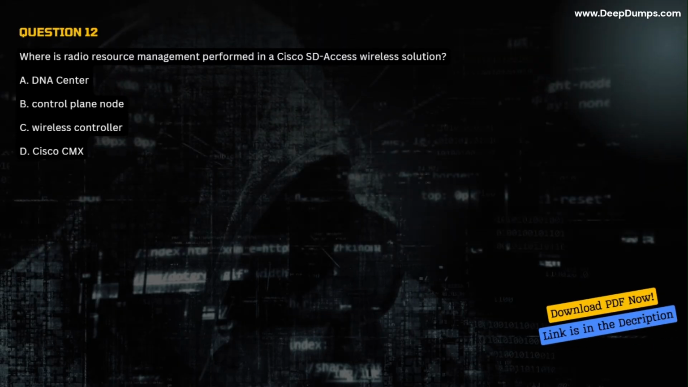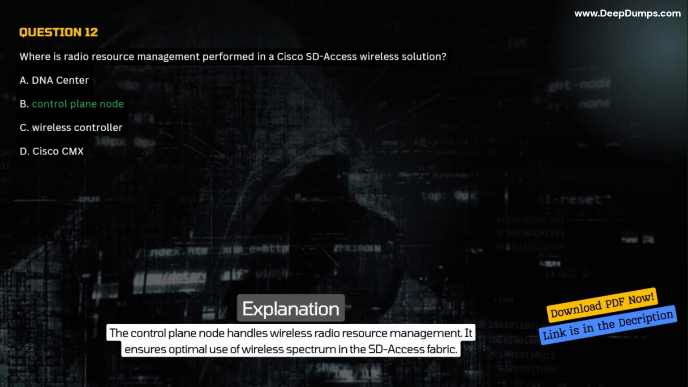Question 12. Where is radio resource management performed in a Cisco SD-Access wireless solution? A. DNA Center. B. Control Plane Node. C. Wireless Controller. D. Cisco CMX. Correct answer B. Control Plane Node. Explanation. The Control Plane Node handles wireless radio resource management. It ensures optimal use of wireless spectrum in the SD-Access fabric.